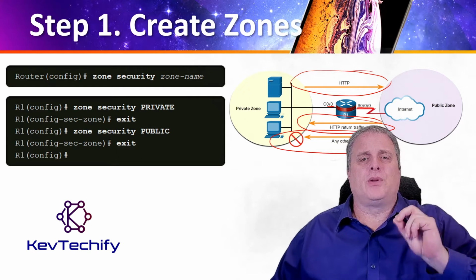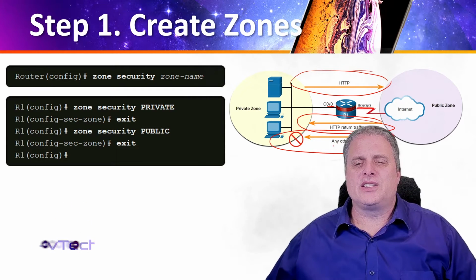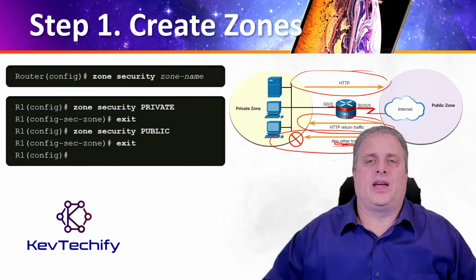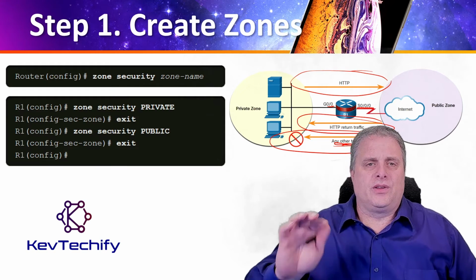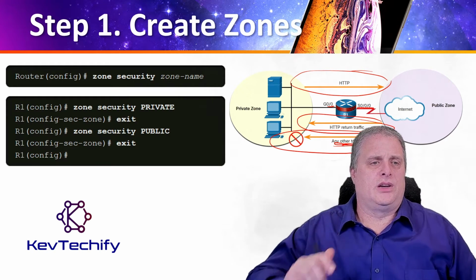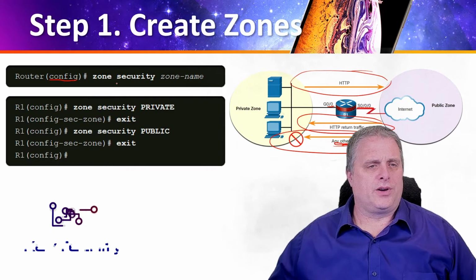Traffic sourced from the public zone will not be allowed. So we want to make sure nothing gets in our network from the internet unless we explicitly allow that. What we're going to do is create the public and private zones for the firewall with the zone security command. Here's the syntax of it. Once again, we are in global configuration mode.